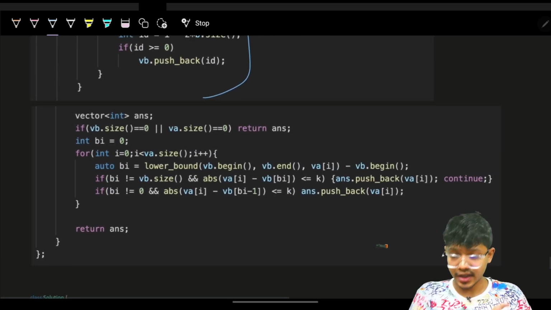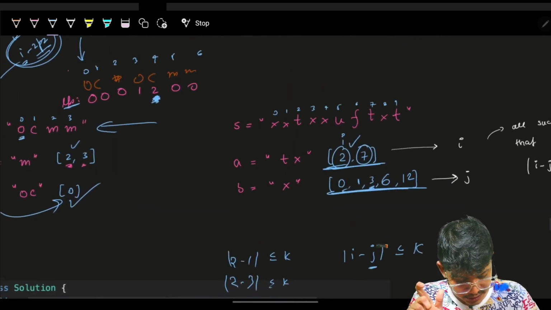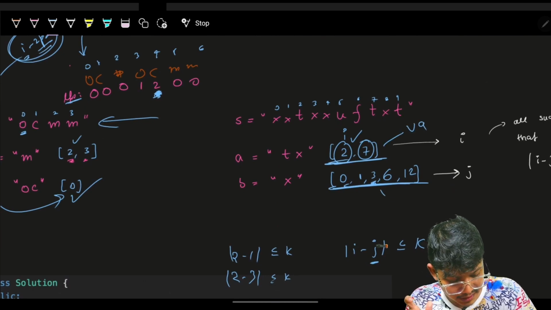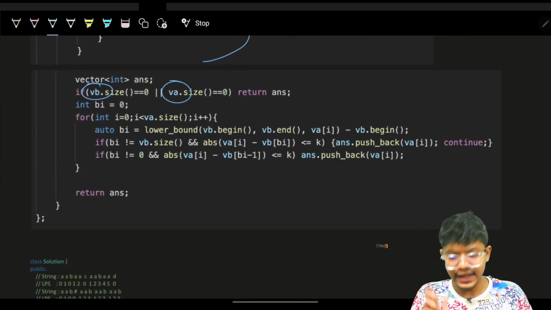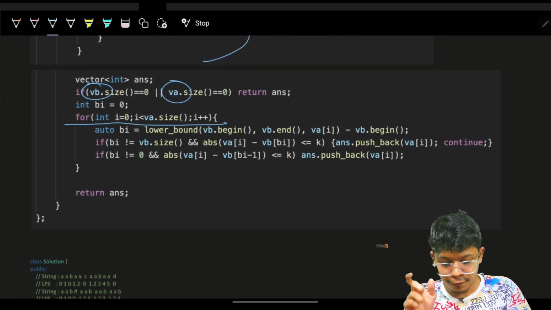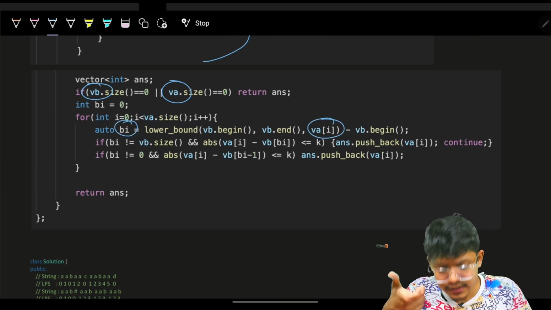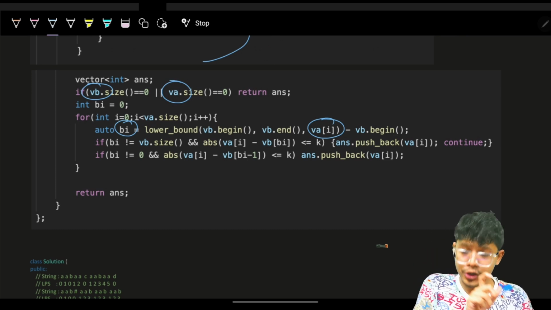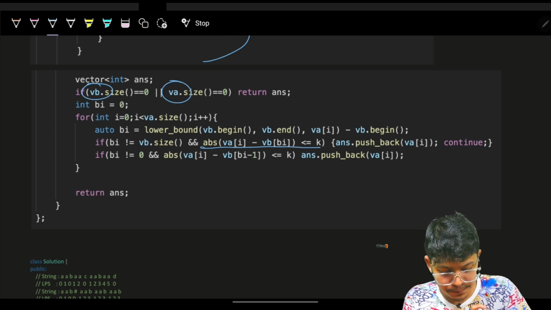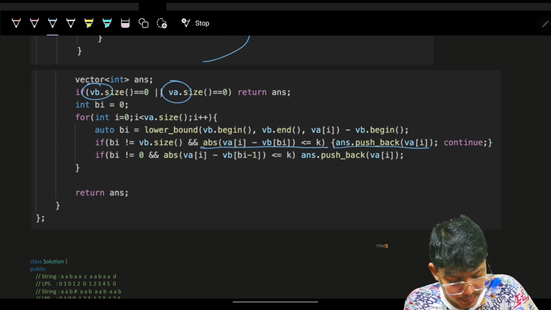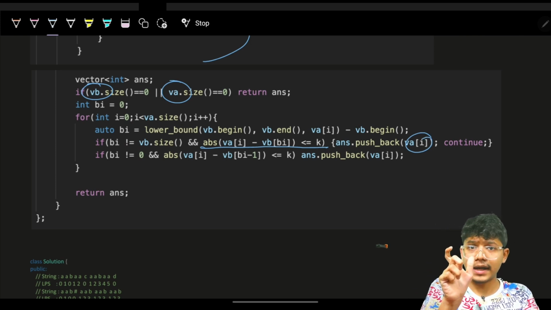Now when this portion is done, you have your VA and VB as the valid vectors. When you have these valid vectors, you are good to start off. Iterate on your VA. For your VA of I, go and find the index in B. You will find the B value and compute the absolute value. If it is less than or equal to K, then you can push back your specific VA of I, which is the index of pattern A.